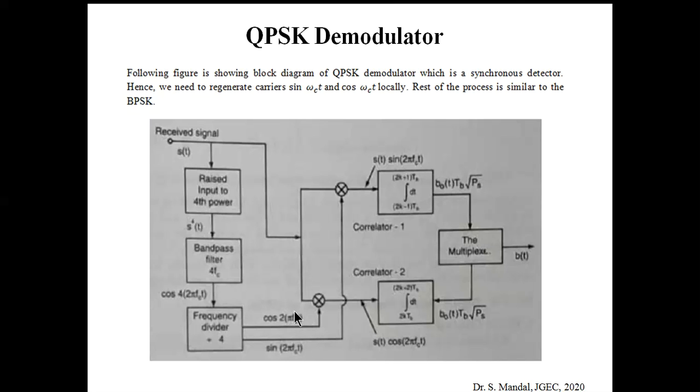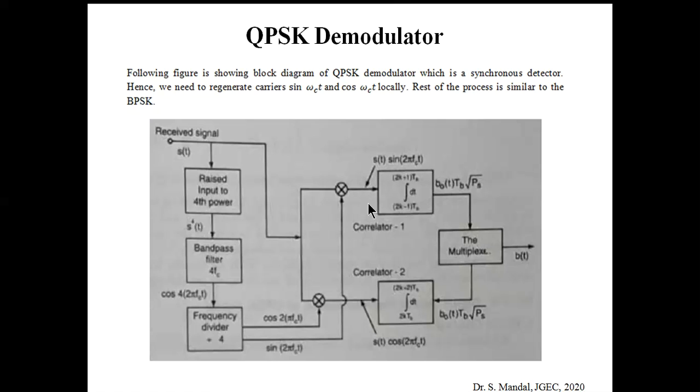Now this locally generated carrier is applied to the two balanced modulators. This one is the upper balanced modulator or multiplier, this one is the lower. In both balanced modulators the input is s(t), and the other input is the carrier, cos 2 pi fct and sin 2 pi fct. If we consider only the upper multiplier, the corresponding output of the modulator will be s(t) times sin 2 pi fct.